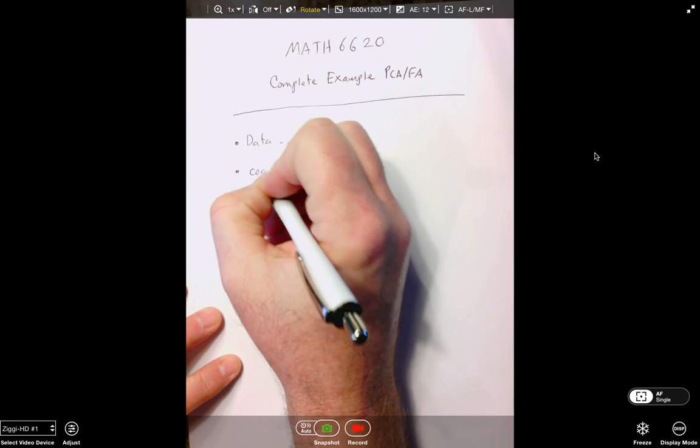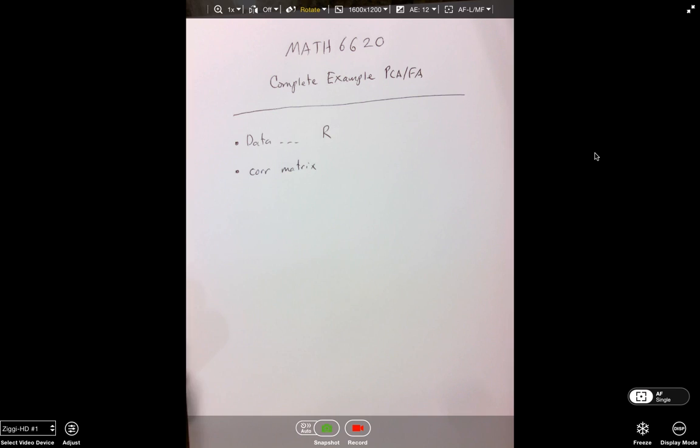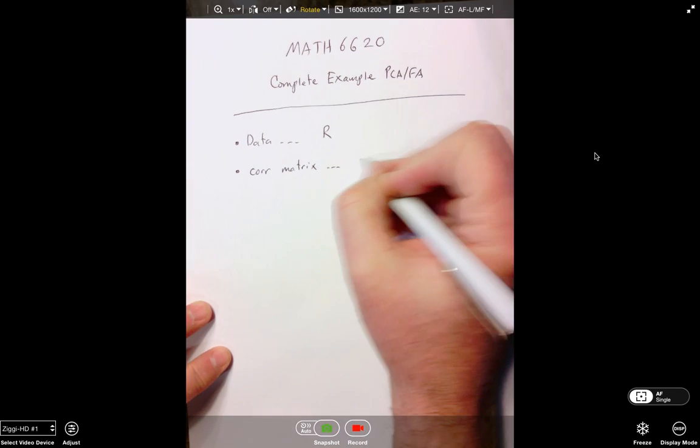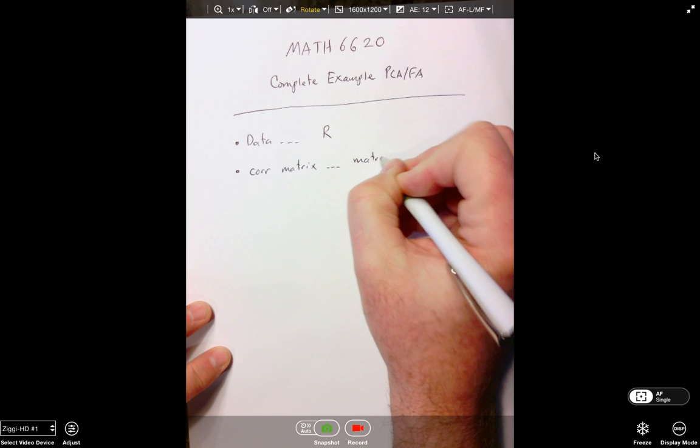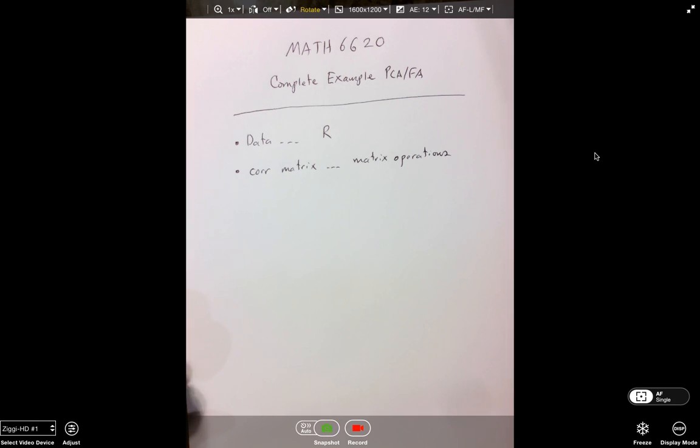But sometimes we're just not given our data set, but we're just given the summary of our data with a correlation matrix. What you're going to need to do in this situation, and you'll probably have a homework assignment that'll require you to do this, is you'll use matrix operations. Now you can use R, you can use Mathematica or whatever may work for you, but you clearly would need to use matrix operations if you're just given the correlation matrix.